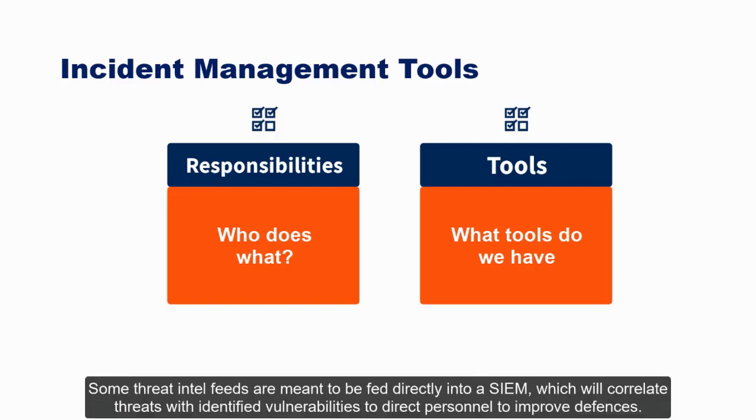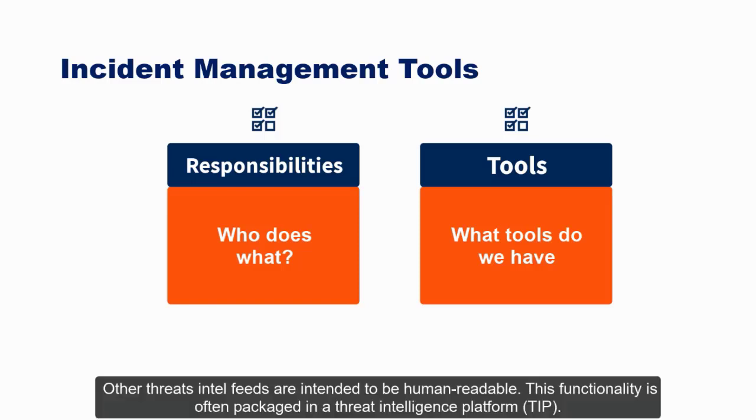Some threat intel feeds are meant to be fed directly into a SIEM, which will correlate threats with identified vulnerabilities to direct personnel to improve defenses. Other threat intel feeds are intended to be human-readable. This functionality is often packaged in a threat intelligence platform, TIP.